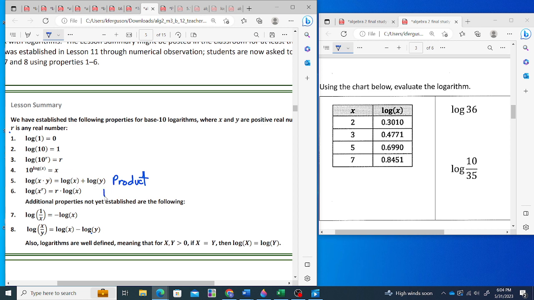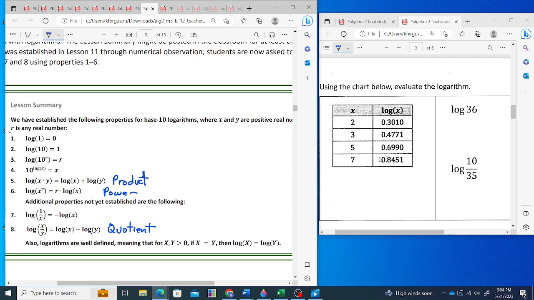This right here is the power rule, because if I have a log of some number that has a power, I can pull that power out and have it multiplied by it. And then this one right here is the quotient rule, because we're dividing. So I've got a log of something that I'm dividing, I can separate that.